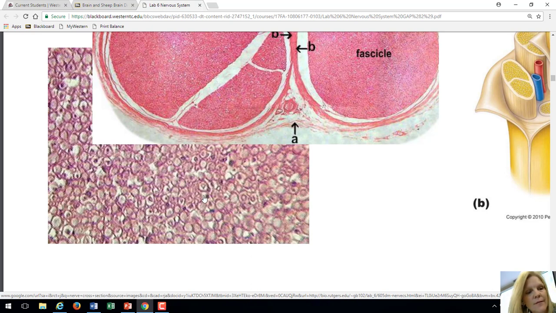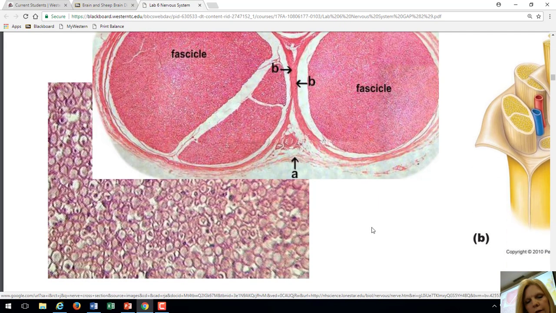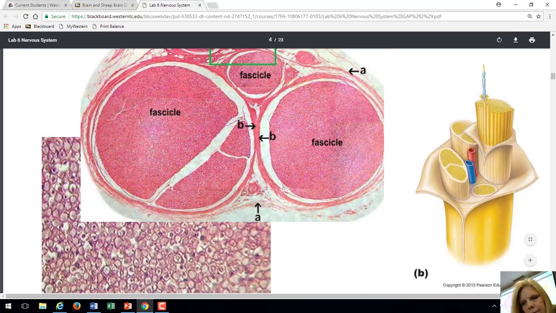Myelin, yeah. So you can look and see that each one of these has an axon with a fatty covering on the outside. So this is just a bundle of axons, and a bundle is called a fascicle. So if I bundle up a bunch of axons together, put a connective tissue wrapping around it, we call that bundle a fascicle.